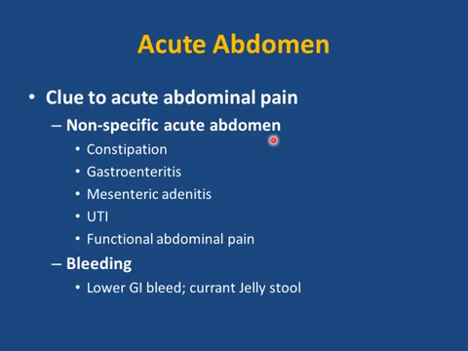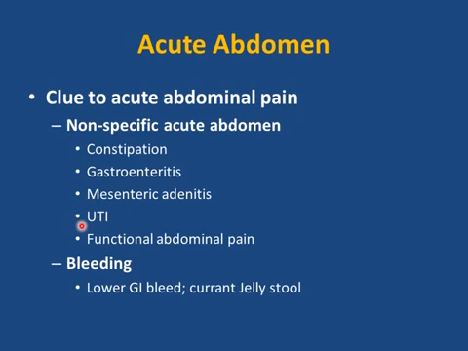Non-specific causes of acute abdomen. Constipation. Constipation is a very important cause of abdominal pain in children. Ask about hard stool, difficulty with bowel movement, previous history of constipation. Gastroenteritis. Ask about vomiting and diarrhea. Mesenteric adenitis can even be mistaken for appendicitis and sometimes is difficult to differentiate without imaging studies.